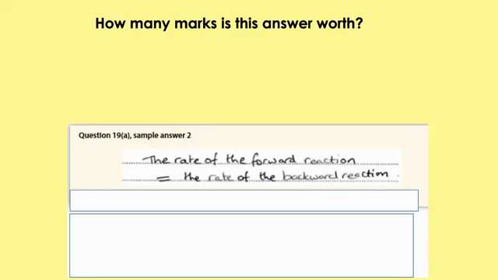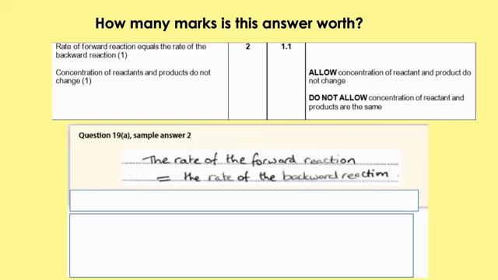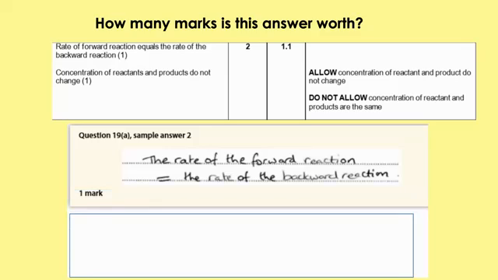So for the same question here, we're going to look at how many marks this answer is worth. In this sample answer, they've written the rate of the forward reaction equals the rate of the backward reaction. So pause the video and write down how many marks you think that is worth. Okay, so this is our mark scheme. Use that mark scheme to work out how many marks that's worth. Hopefully you've come up with 1, because it's got the rate of the forward reaction equals the rate of the backward reaction, which is this one here. So we've got that mark, but we haven't mentioned the concentration, which is there.